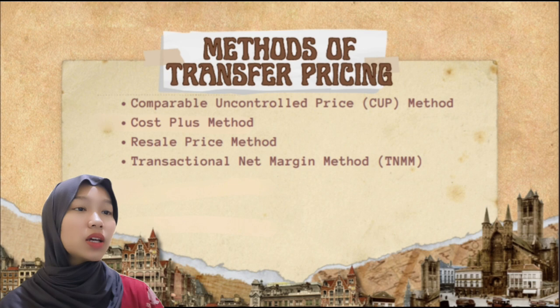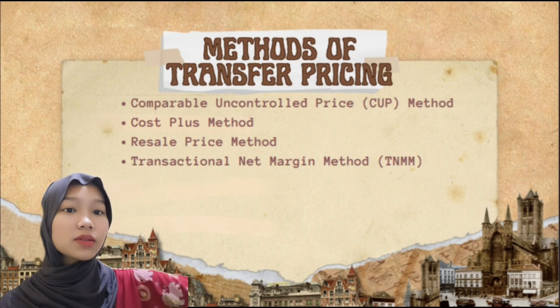4. TNMM. This method examines the net profit margin that a company earns from a controlled transaction relative to its sales, assets, or other financial metrics, and compares it to the margin earned by comparable independent companies.